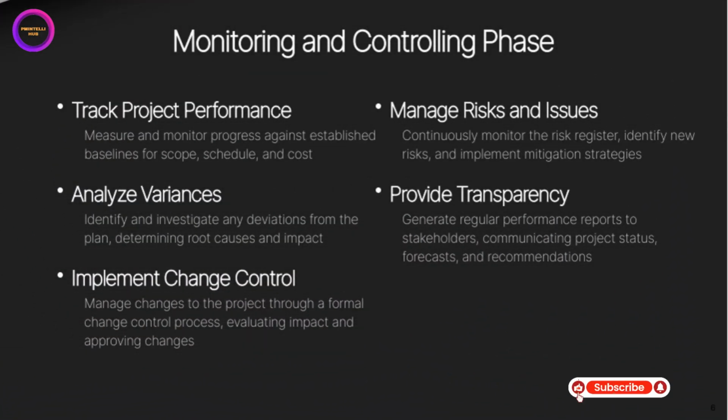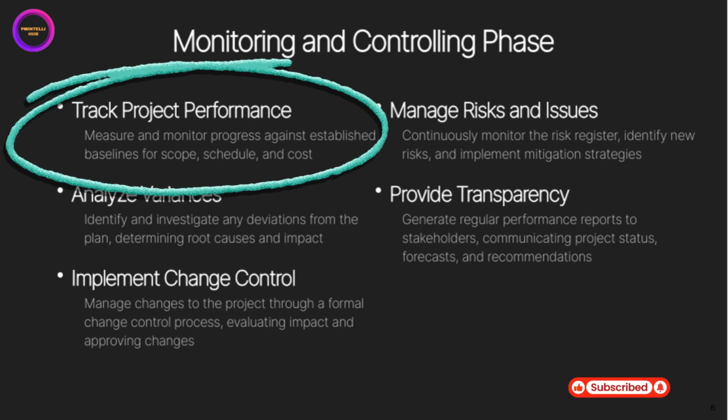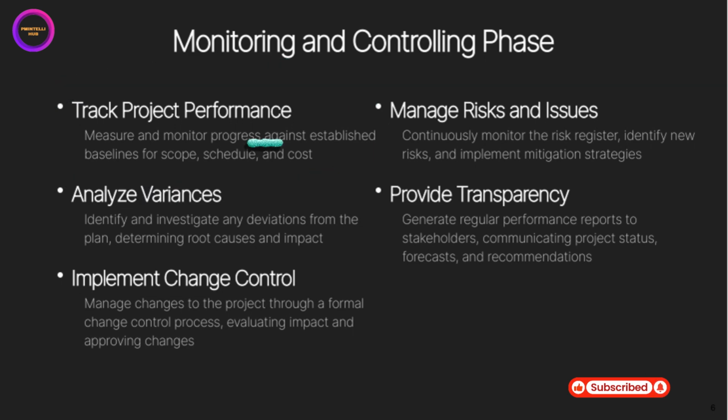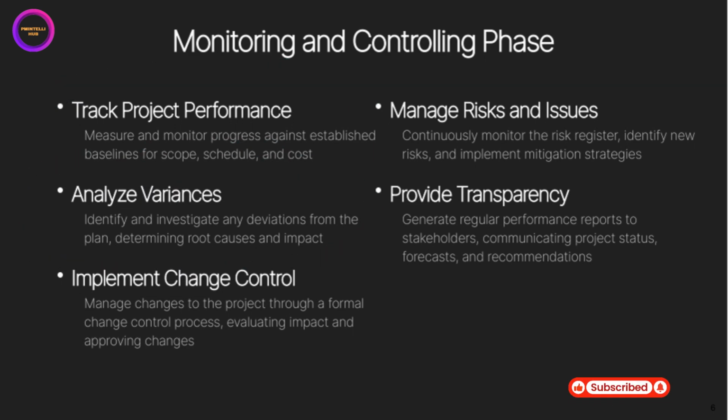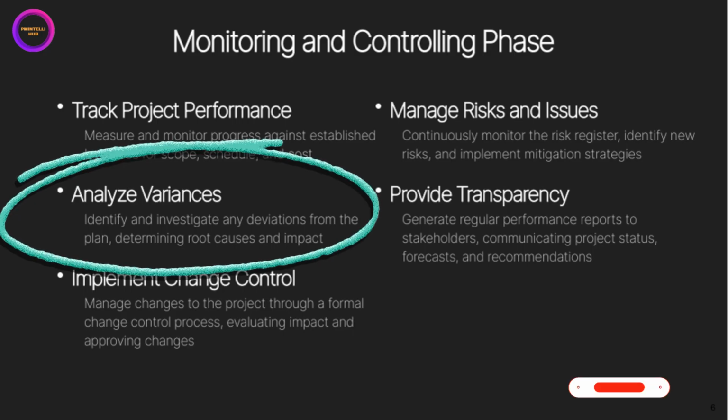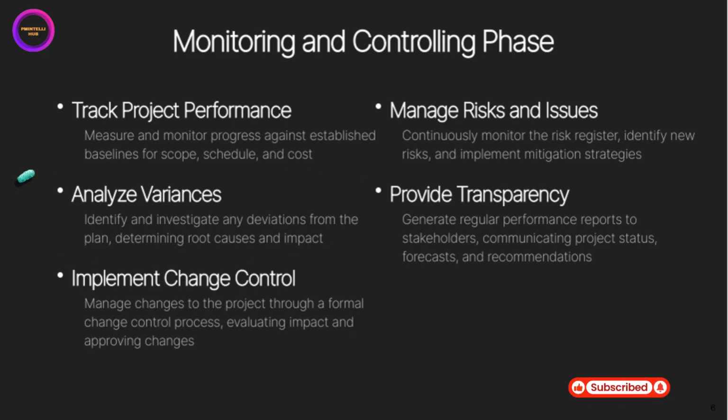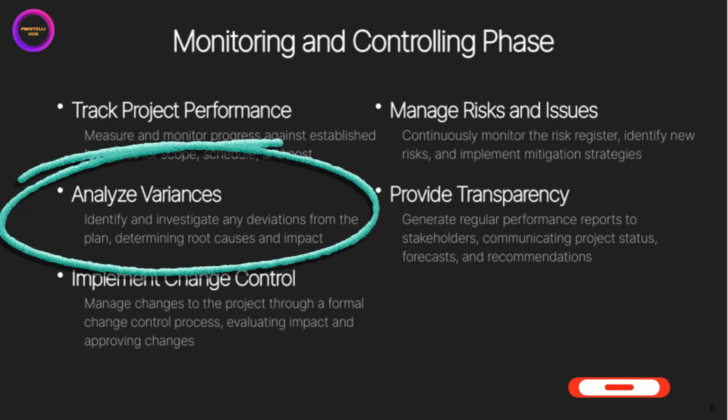Now, let's take a closer look at the monitoring and controlling phase of our project. This is where we really keep our finger on the pulse to ensure everything stays on track. First, we focus on tracking project performance by measuring and monitoring our progress against the baselines we've established for scope, schedule, and cost. This helps us see how we're doing in real time. Next, we analyze any variances, meaning if there are deviations from our plan, we dig into them to identify root causes and understand their impact. This way, we can address issues before they escalate.